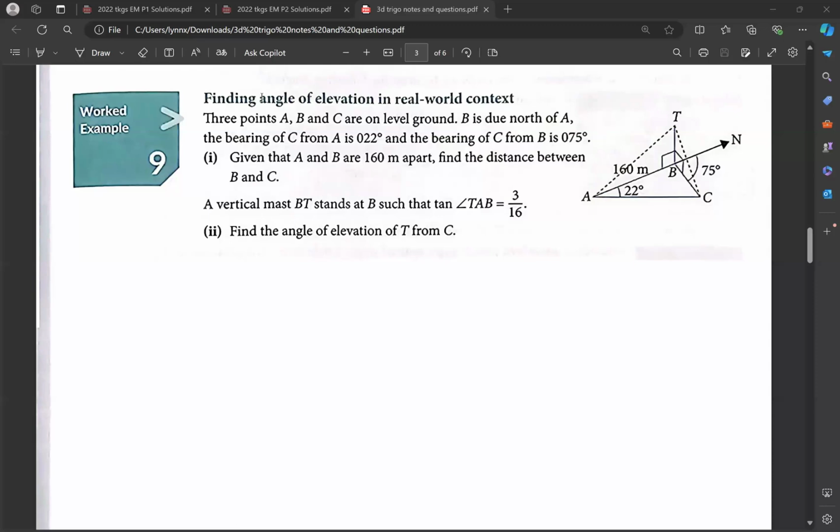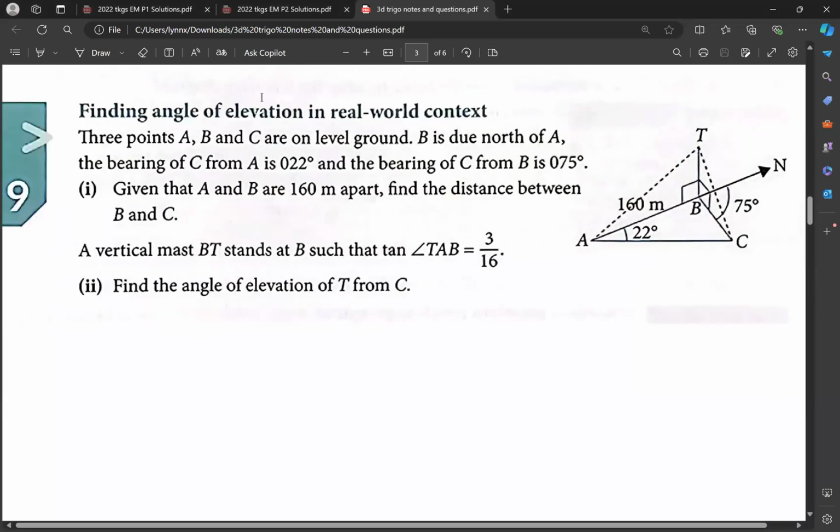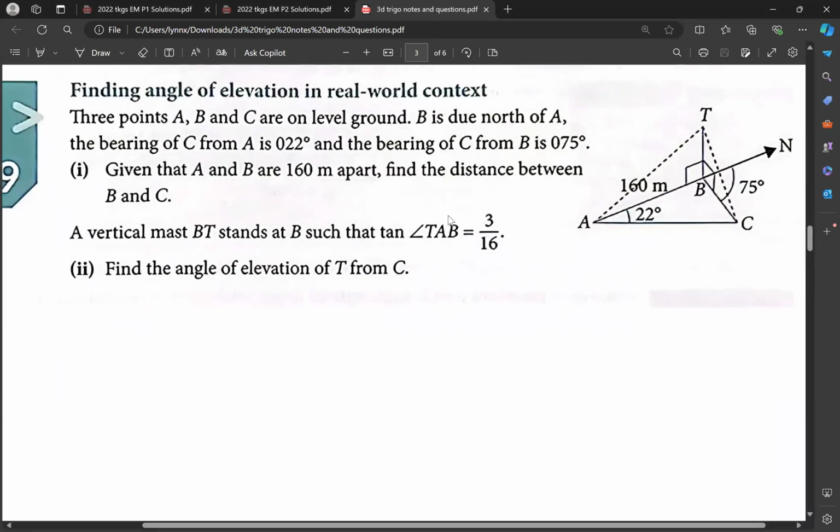Okay, so this is the last question. I'm going to zoom in. Okay, so we have points A, B, C. You need to be very clear who is on the ground and who is on top. What I usually like to do is highlight those that are on the ground, so I know that these are all on the ground.